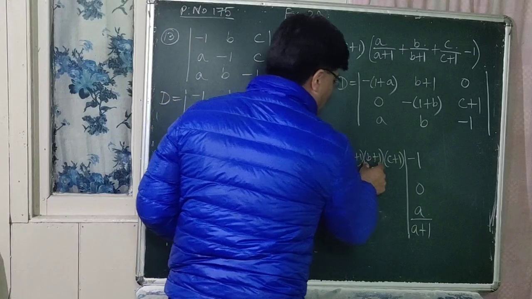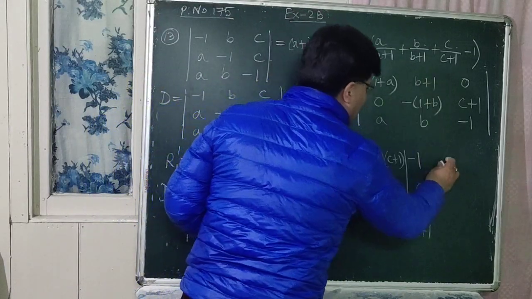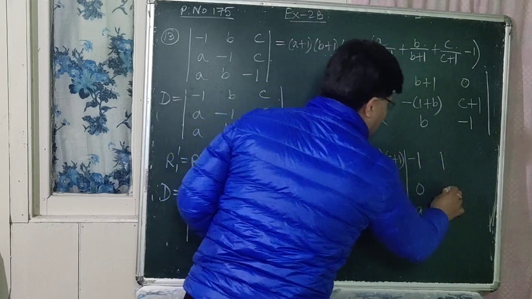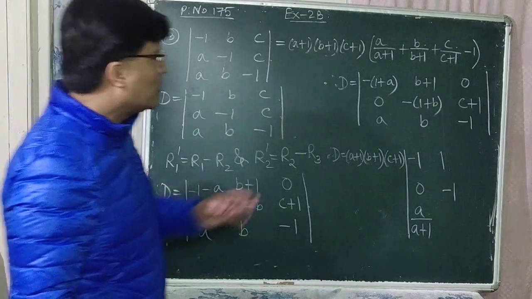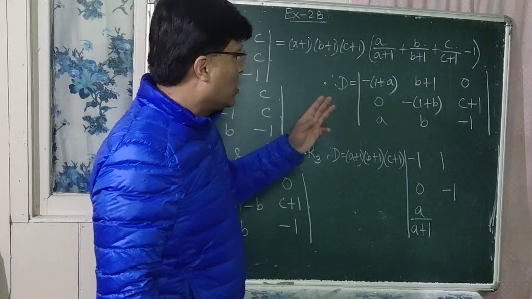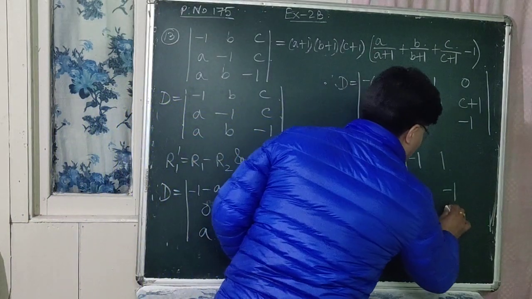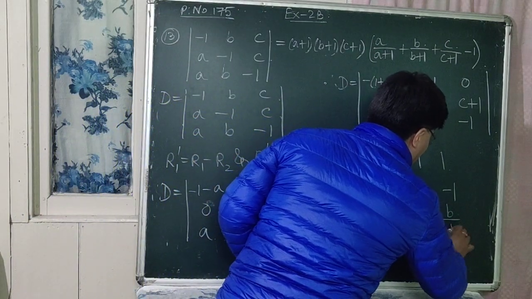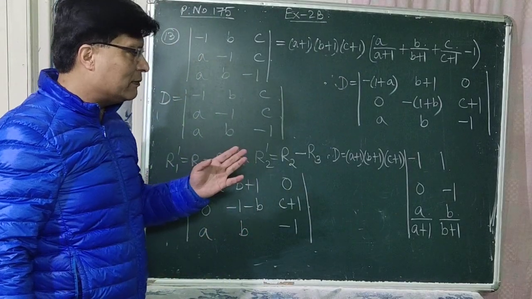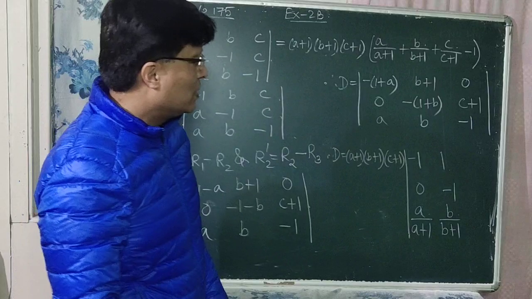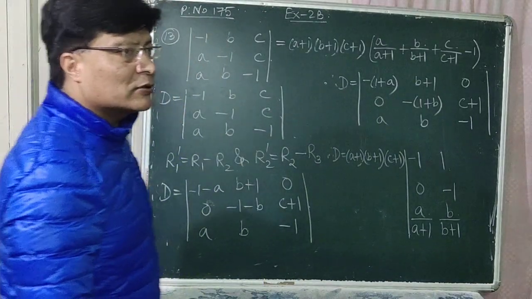Next, B plus 1 is taken common out here. So if B plus 1 is taken common, then this will be 1, this will be minus 1. What happens to this term? What will be there? B. Instead of B, what will be there now? B by B plus 1. Is that right? It is B by B plus 1. Is it clear now?